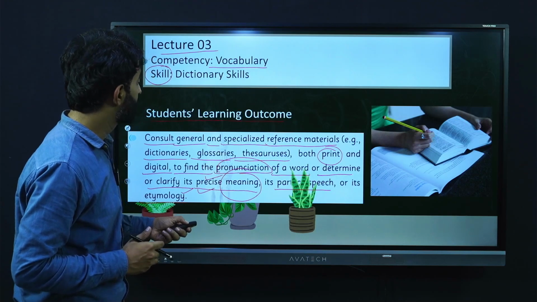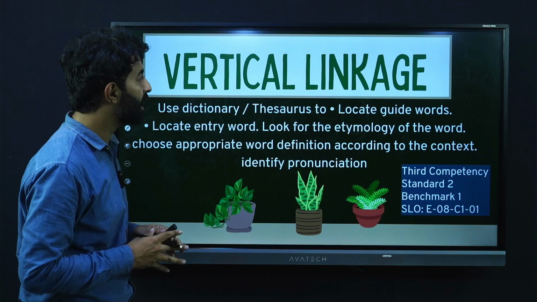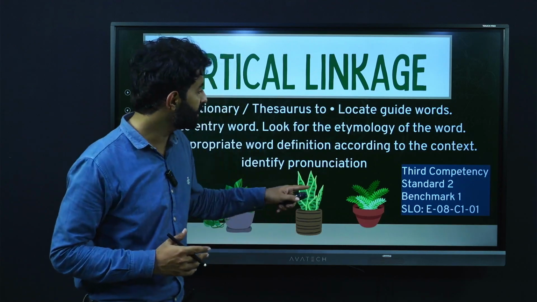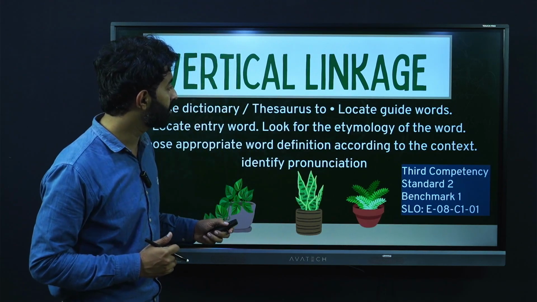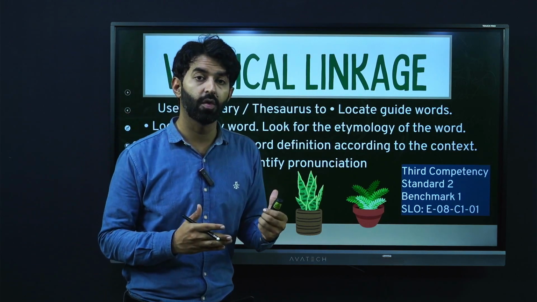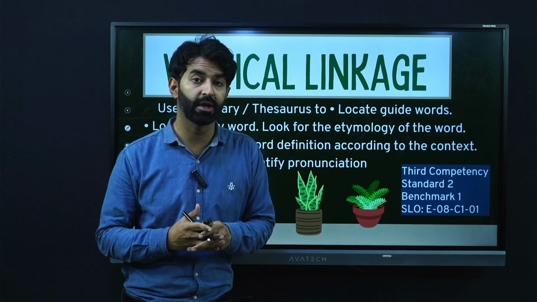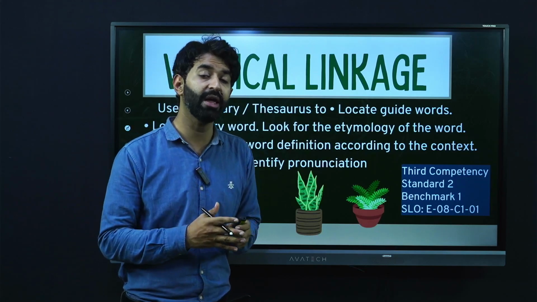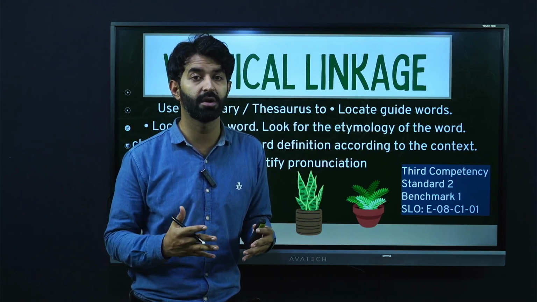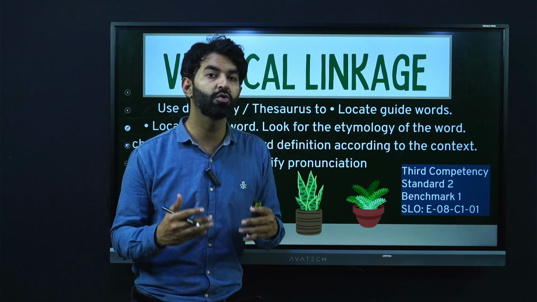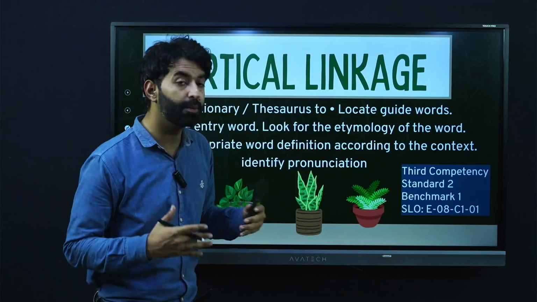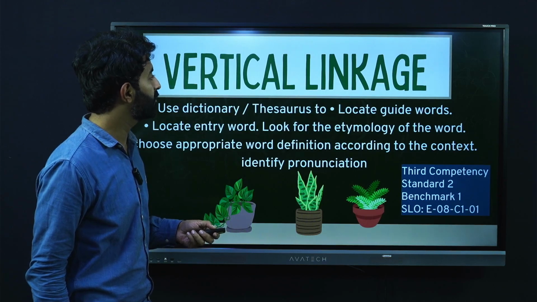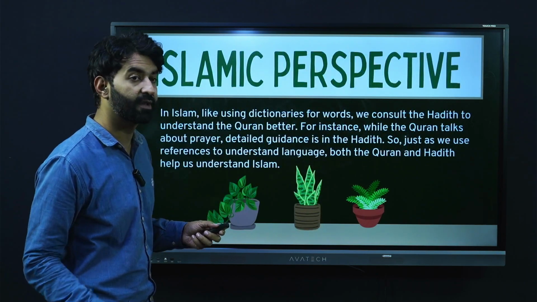We have talked about our students' learning outcome. We are very much clear what we are supposed to do today. Now here is a vertical linkage that you can see in front of you. This SLO is linked to our students' learning outcome of English 9. This was in your grade 8. So if you look at grade 8's textbooks, you can find this similar students' learning outcome. But today we are going to learn exactly this, but in a much deeper way. So the vertical linkage is there for you to understand how the SLO is linked.